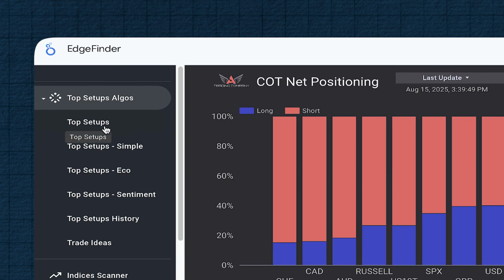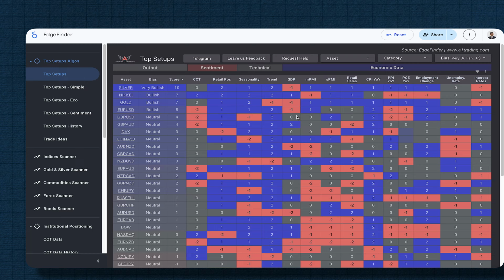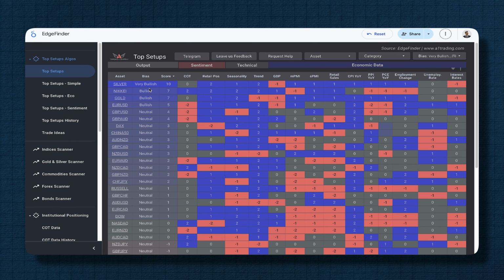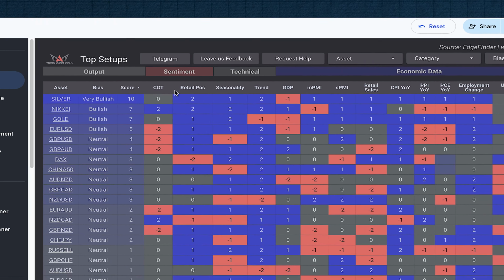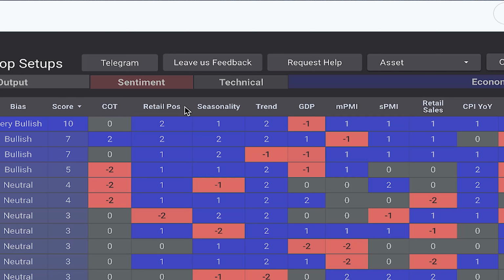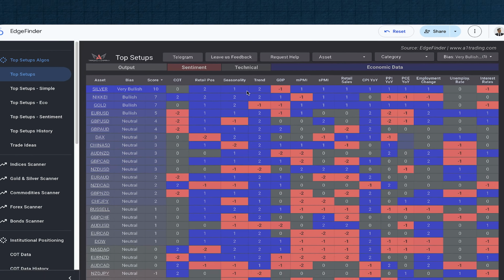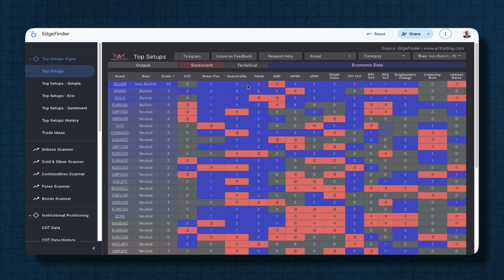It has a top setup section. And this is really nice because, as you can see, it gives you an idea of what is very bullish and what is very bearish. The way EdgeFinder does the calculation is it takes a whole bunch of things such as the COT, retail positioning, seasonality, trend, GDP, MPMI, all these fundamental pieces of data, and then basically gives you a score based on how well things are doing.